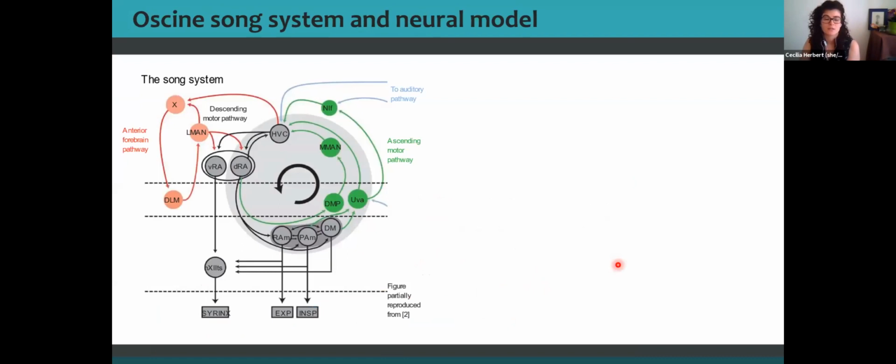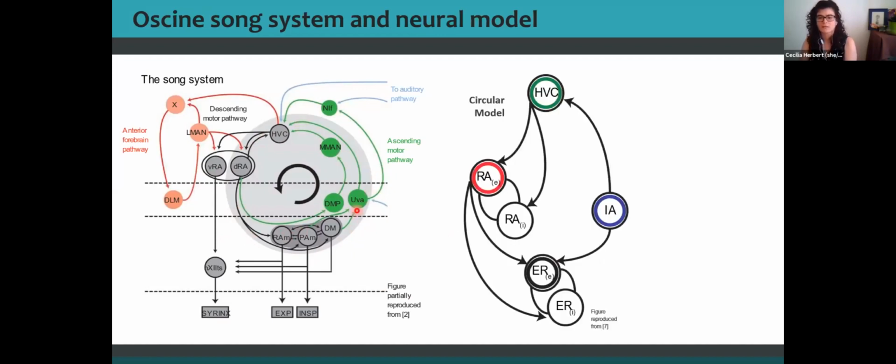The other element of this is the oscine song system. We're looking at HVC, but this is a system in which the motor pathway is shown here in black. And the neural model I'm telling you about was developed in our lab. It follows this circular architecture, so it's called the circular model, and it joins HVC with RA with the expiratory areas in charge of generating these pressure pulses that I mentioned, and an initiating area that gives rise to the instructions going to this circuit.